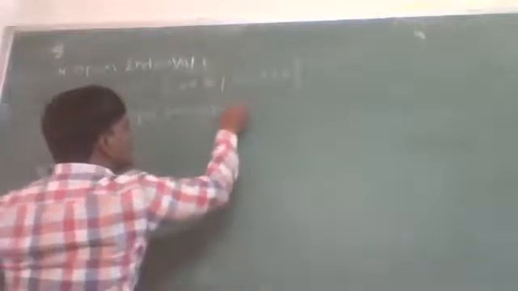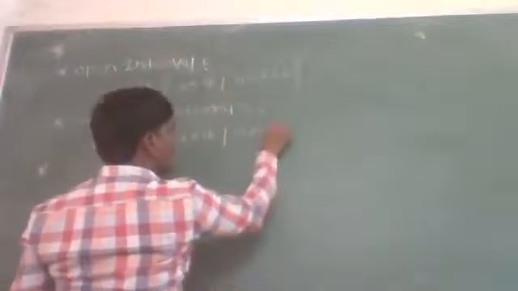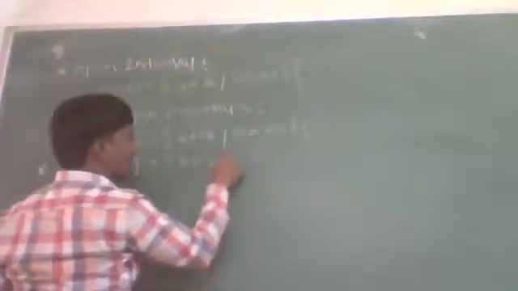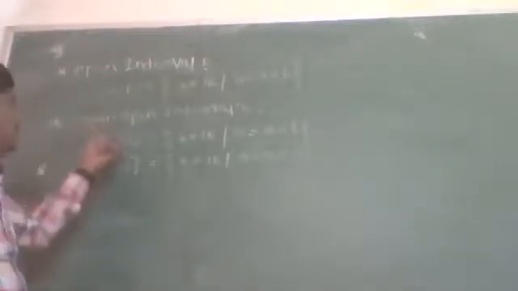Semi-open intervals. Semi-open means intervals of the type [A, B) that contain all the elements from the set of real numbers such that A is less than or equal to X, which is less than B. And this one is also a semi-open interval, (A, B], that contains all elements from R such that A is less than X, which is less than or equal to B. The open interval does not contain the elements A and B. This semi-open interval contains A but not B, and this interval contains B but not A.